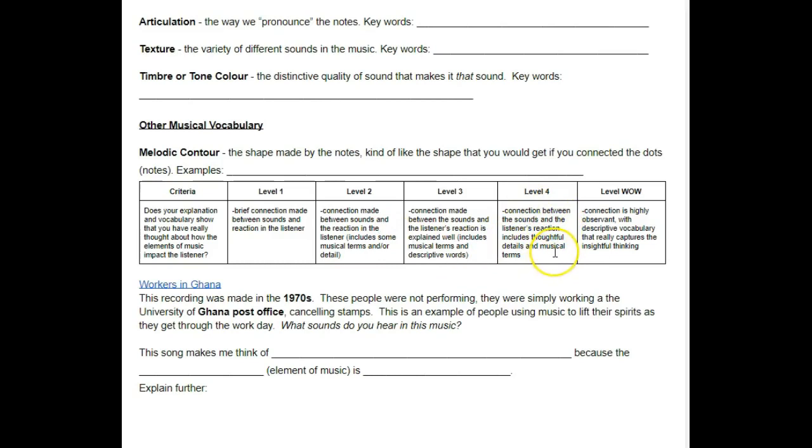For your level 4, you've got a more detailed description, perhaps with some more descriptive words in there. So we know that you went beyond one single thought. You're looking at the bigger picture, the whole atmosphere created by that piece of music. And then your level wow, you've got very descriptive vocabulary that is really capturing the ideas. It's the word choice. It says so much more. So see if there's any words you might want to replace in your writing in order to make the quality of your work higher.